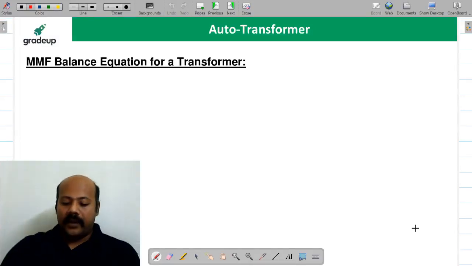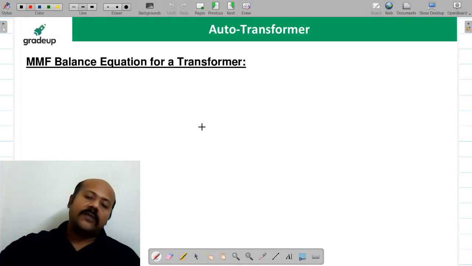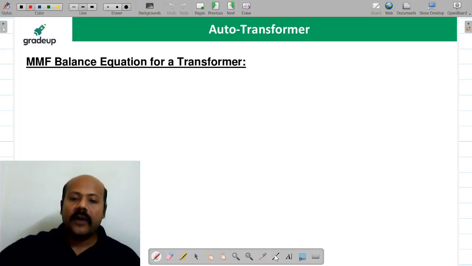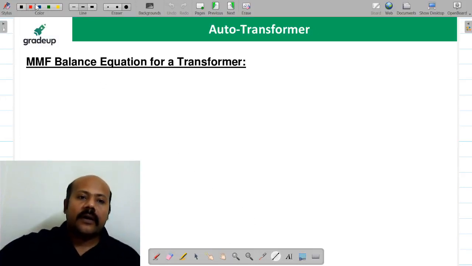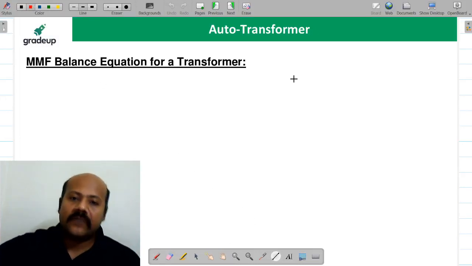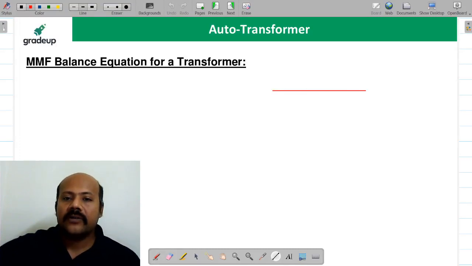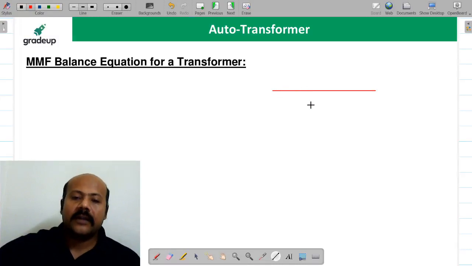Okay. Now let us see how we are going to write the MMF balance for a transformer. We have seen it for a two winding transformer. Now I am going to give you a three winding transformer, where a tertiary winding is also there. Suppose the situation is something like this.